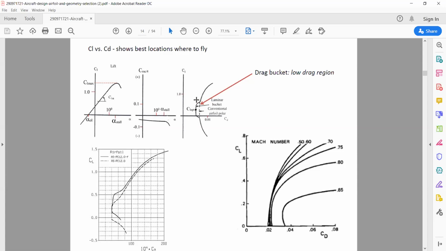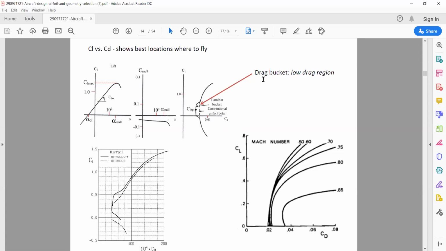Why is it so? See here, in the first portion and the second portion, what happens? In the right portion, this bucket is called the low drag region, where the lift will be maximum. It will be very good lift and the drag will be less, where I can fly the aircraft efficiently and the performance of the aircraft will be good. Such a region is referred to as a laminar bucket.